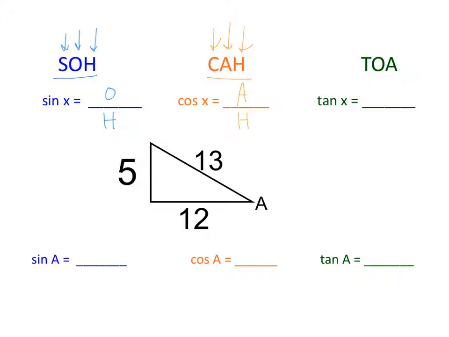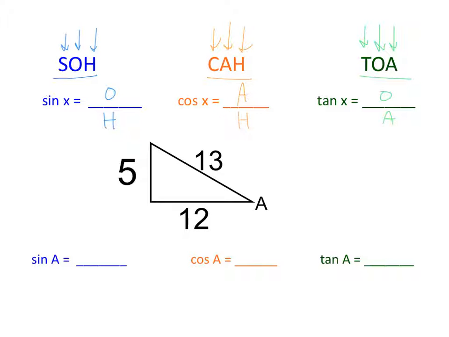And tangent, again, is equal to opposite over adjacent. So TOA: tangent, opposite, adjacent. What you could say to help remember, which is a common term in trigonometry, is SOH CAH TOA, for sine, cosine, and tangent.